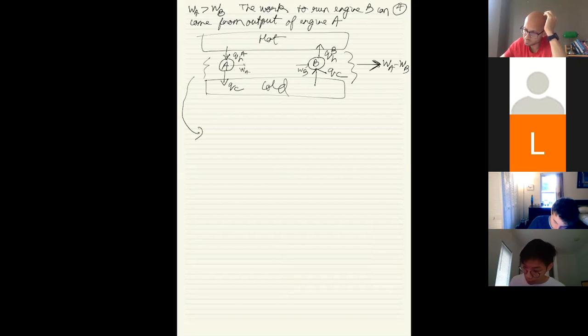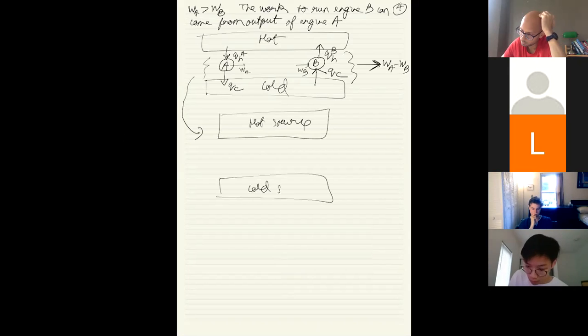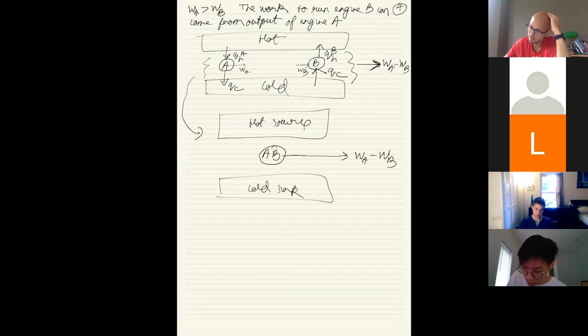So if we further collapse this picture, how will it look like? It will look like we have a hot source and we have a cold sink. And together these two engines, now we can call it AB engine, are allowing us to get work WA minus WB while giving net heat QHB minus QHA to the hot source. And this is zero, doing nothing from the cold sink, because the left one gave zero to the cold sink and the right one took zero from the cold sink.